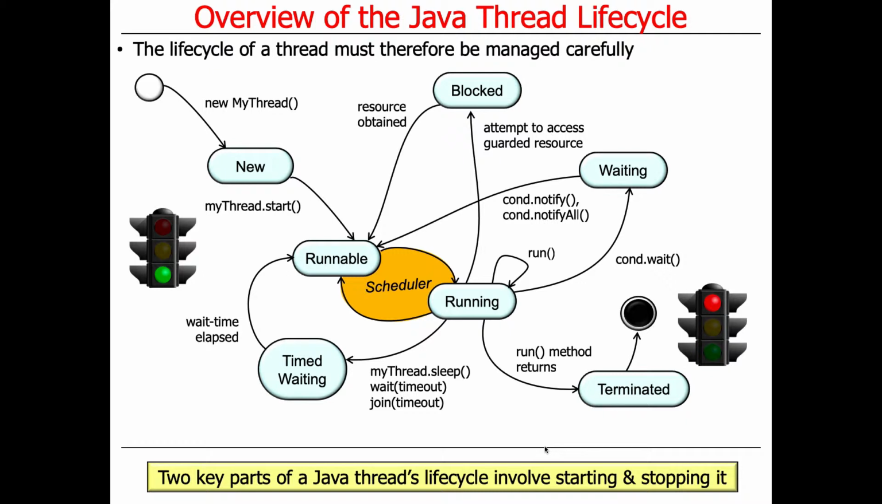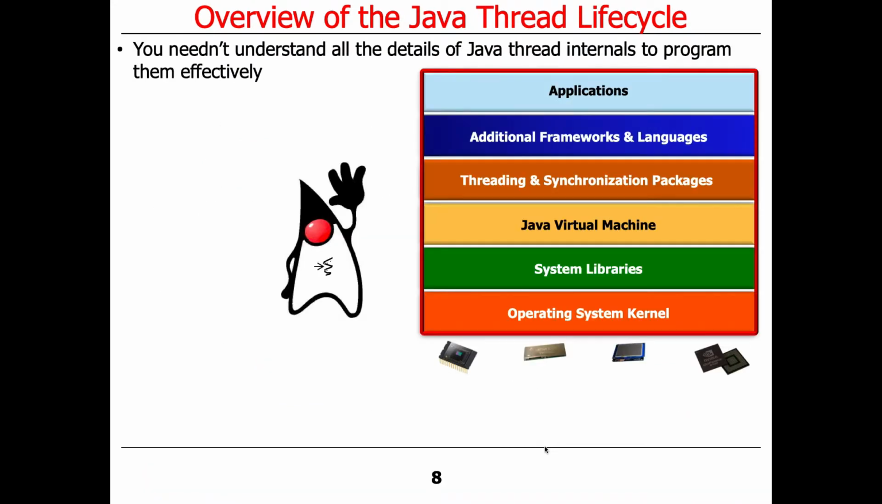And again, as we'll discuss, the two key parts of the Java lifecycle that are most important to understand for the purposes of this discussion are starting and stopping it. And you'll also see shortly that stopping the Java thread is actually the hardest thing to do, which is kind of funny, because you'd think that that would be pretty straightforward.